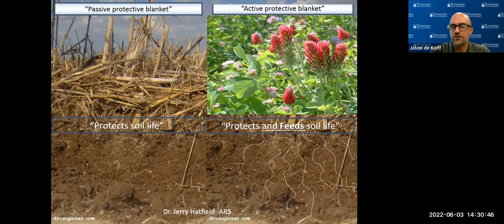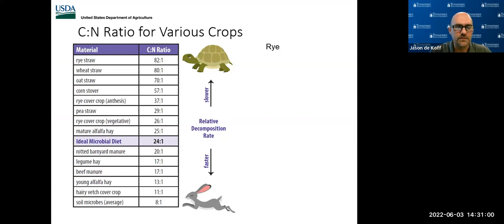They can also have those roots in the soil that can continue to feed the microbes that are there. And then, of course, those roots are going to provide organic matter to the soil as well. So when it comes to cover crops, there's a lot of different types out there, and they all decompose at different rates depending upon how much carbon there is compared to nitrogen. So this is a table looking at some of these different things and comparing them to manure and other things. So what we really want to do is get something that doesn't decompose too slowly or too quickly.